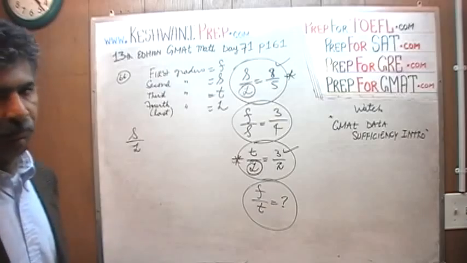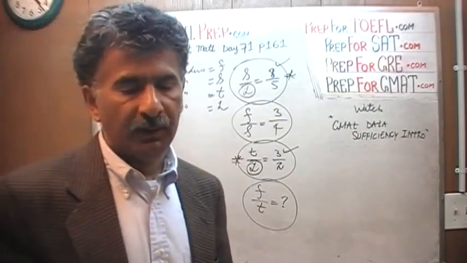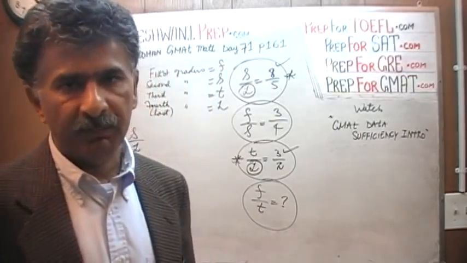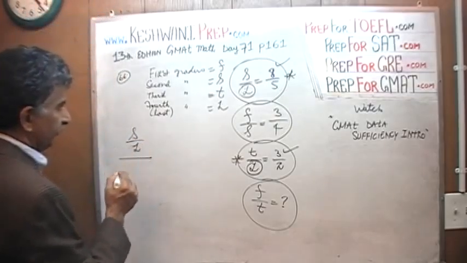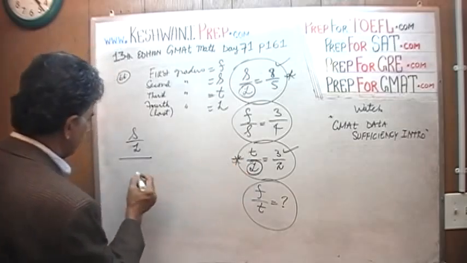There are several different manipulations. Well, I don't know about infinite, but there are several different combinations that you can come up with. But that's what I'm going to do here. So the ratio of S to L and T to L.